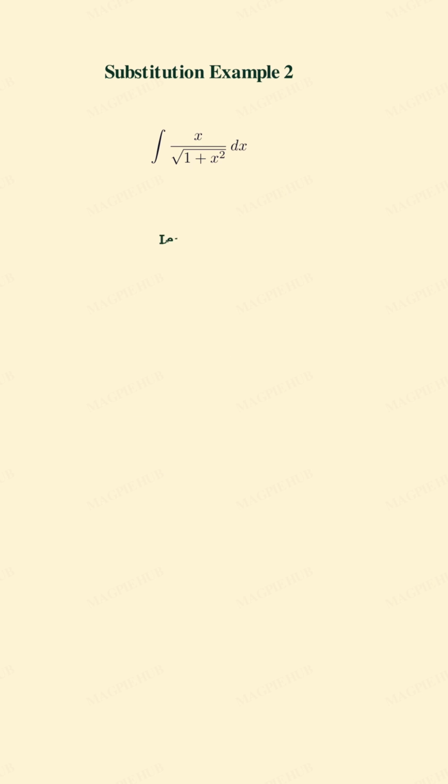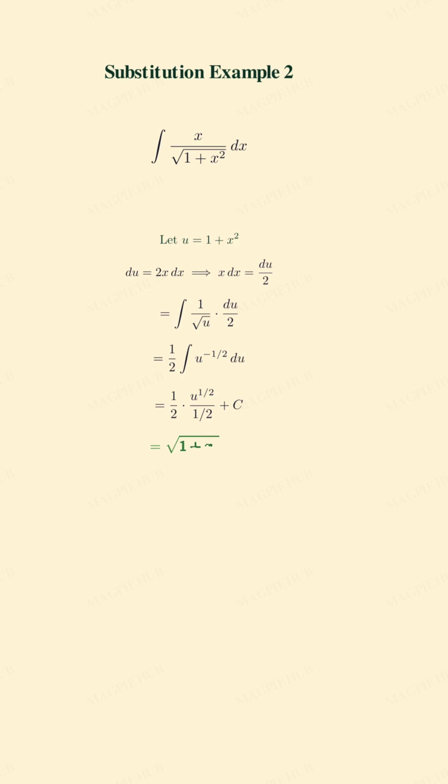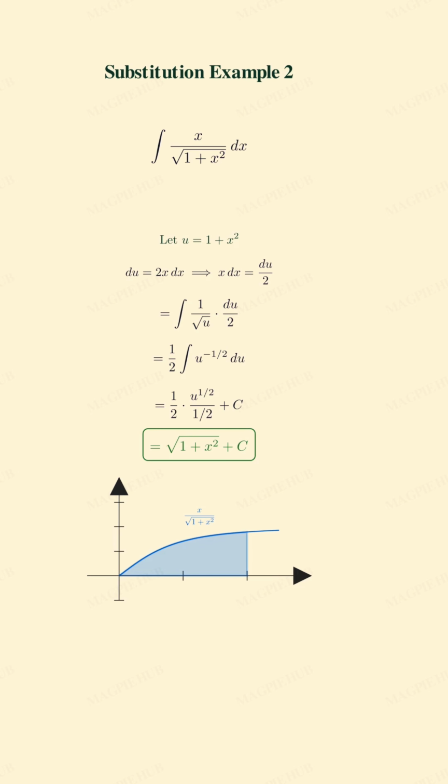Example 2, find the integral of x over the square root of 1 plus x squared dx. Let u equal 1 plus x squared. Then du equals 2x dx, so x dx equals du over 2. The integral becomes 1/2 times the integral of u to the power negative 1/2 du. Using the power rule, this gives us the square root of 1 plus x squared plus c. Here is the graph of the integrand, and the shaded area represents the integral.